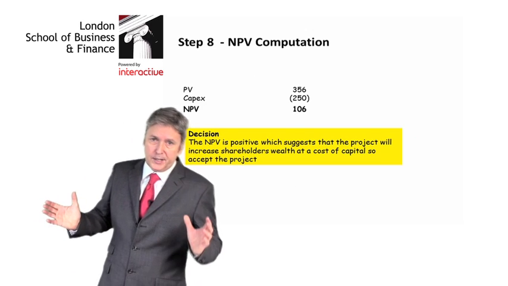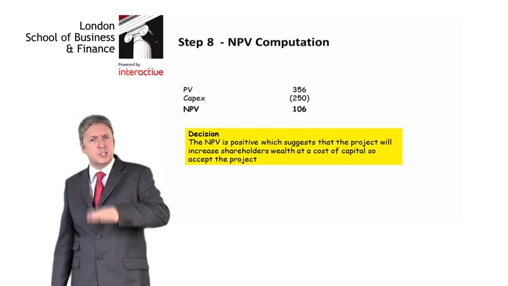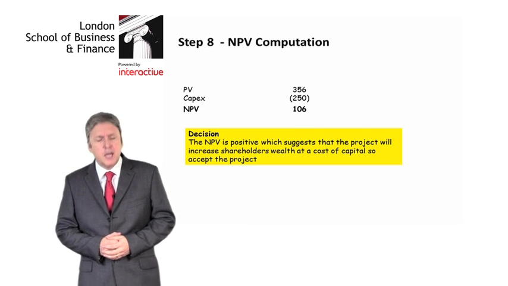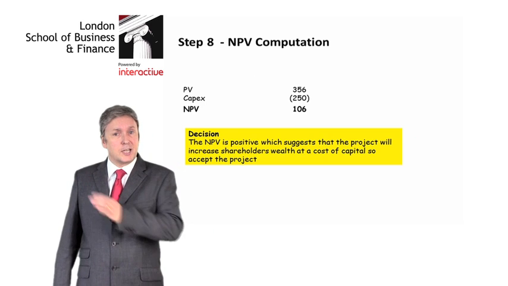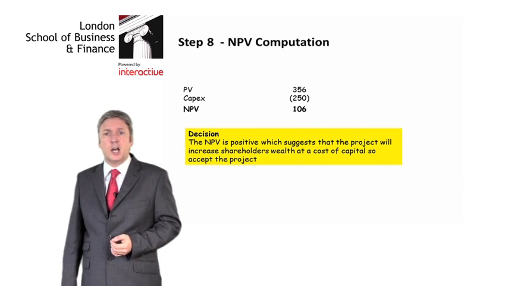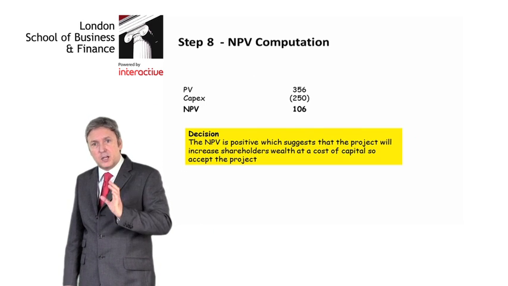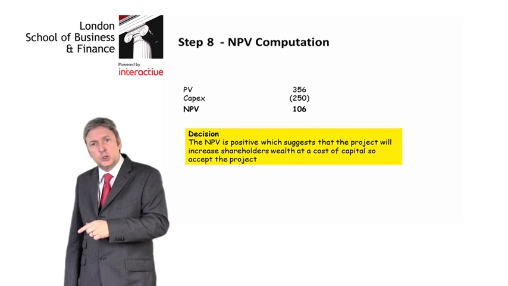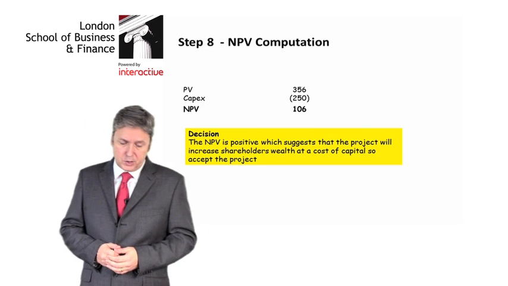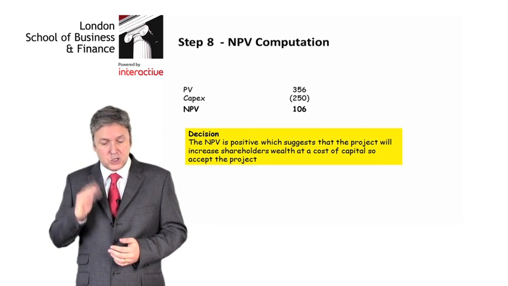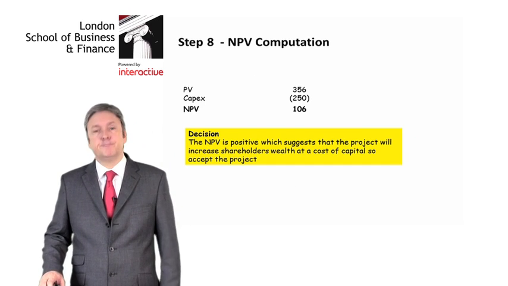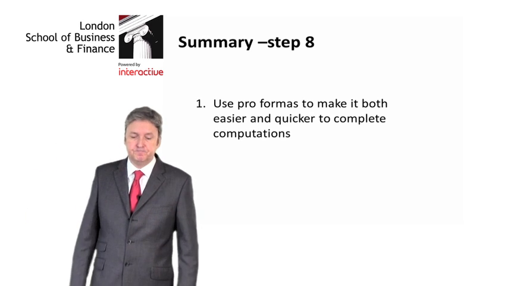Now, fine, that's where a lot of people stop. But if you remember what we said way back when we were doing something like step 2 or step 3, we were asked not just to calculate, but also to comment. And so I'm going to make a decision. I'm going to decide whether, with this NPV of plus 106,000, we should or we should not accept the project. What have I said? The NPV is positive, which suggests that the project will increase shareholders' wealth at a cost of capital. So accept the project. Not a masterpiece, but it will have to do.